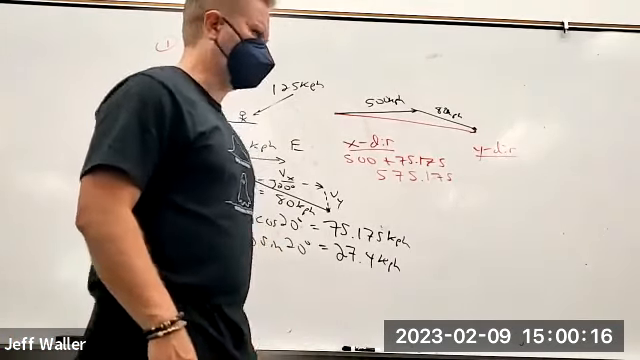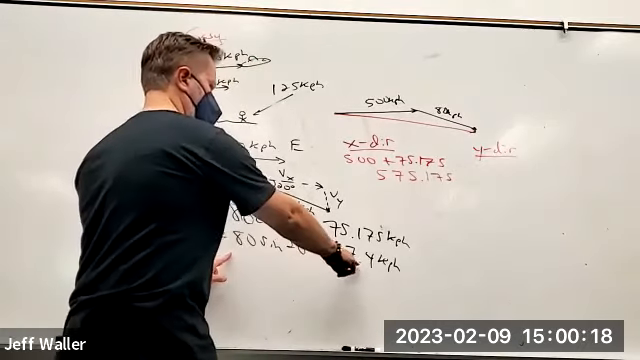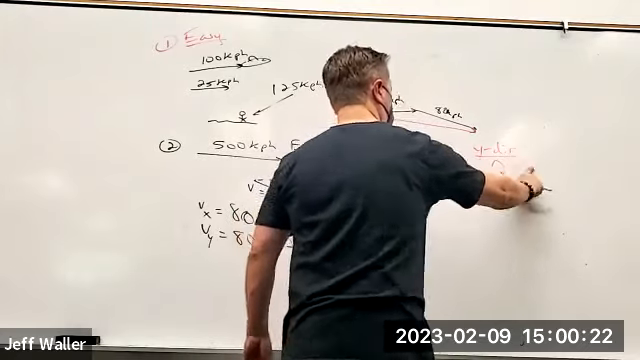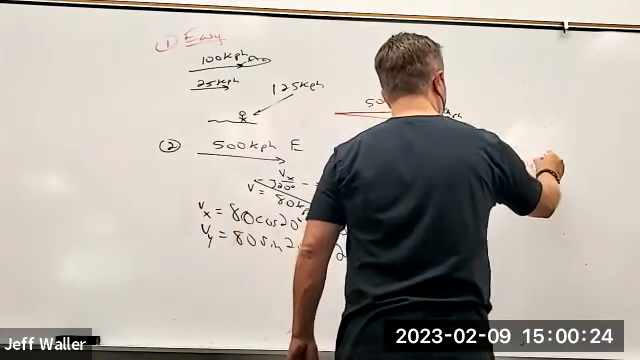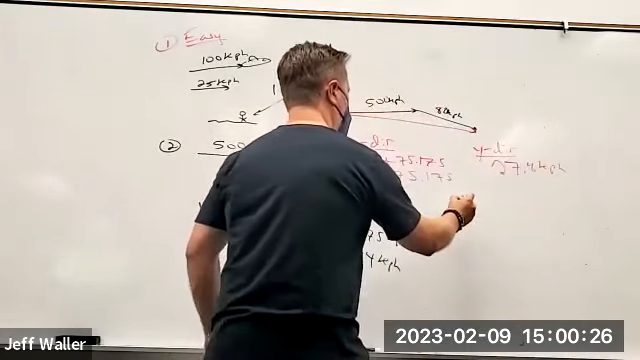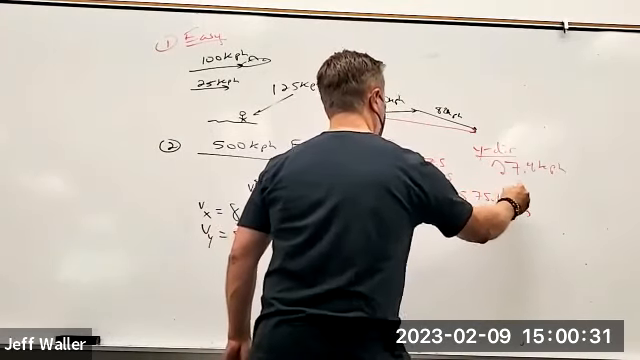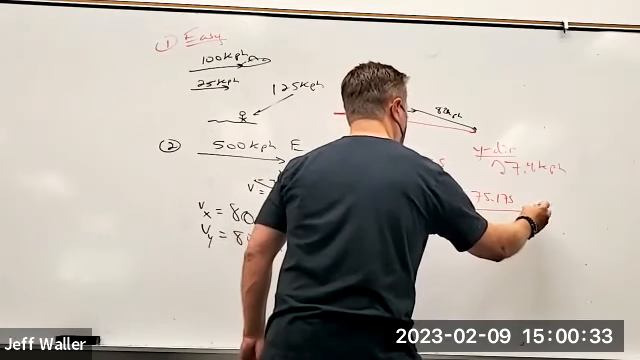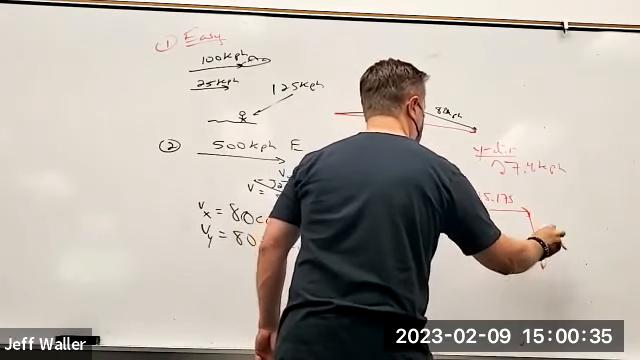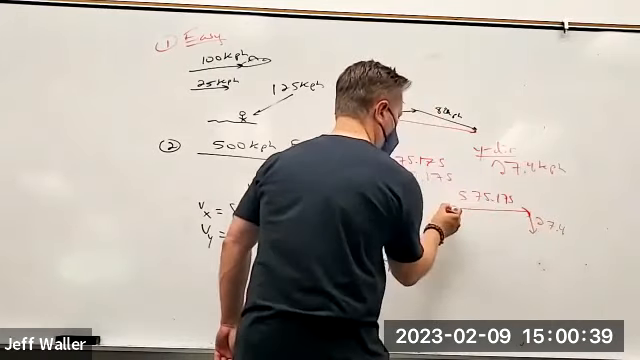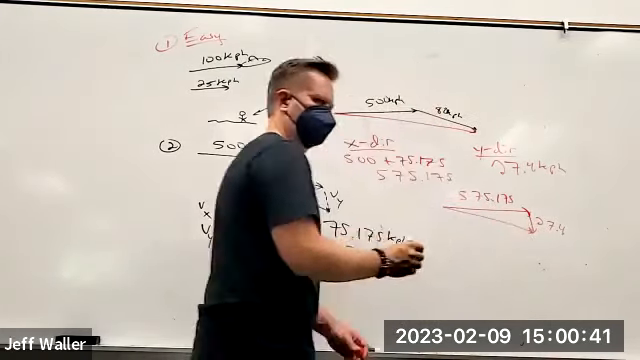Sure. So that's this guy. So 27.4. Yeah, 27.4 kilometers per hour. So now I've got, in the X direction, 575.175. In the Y direction, I've got 27.4. Well, that's not really to scale. So now I just want to know what this resultant is.